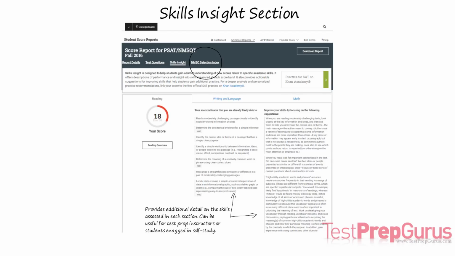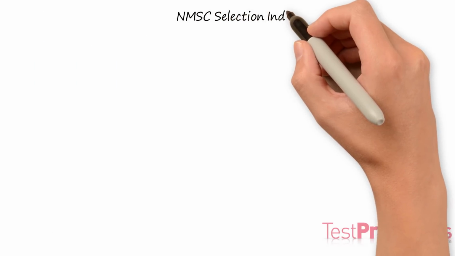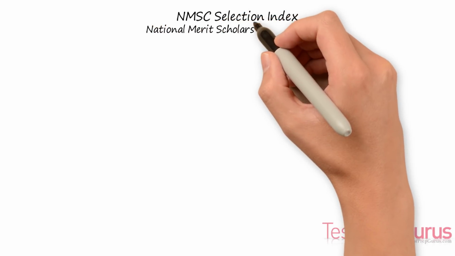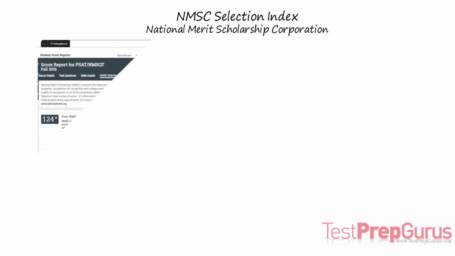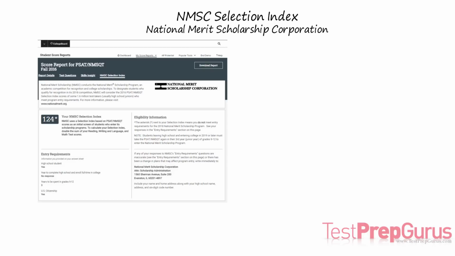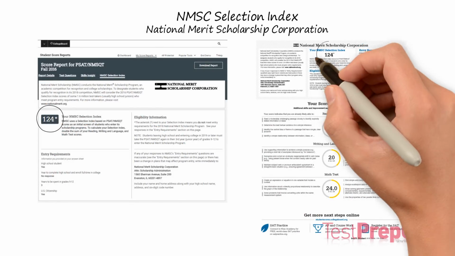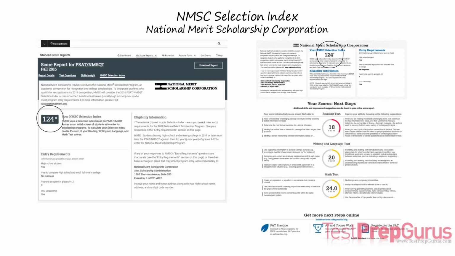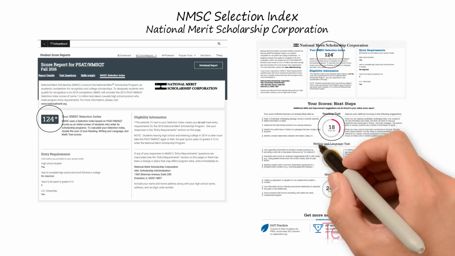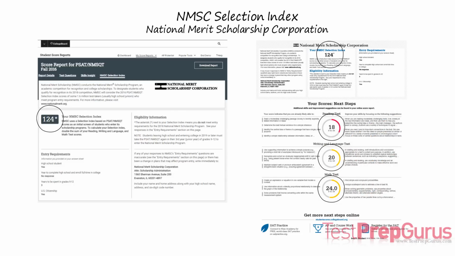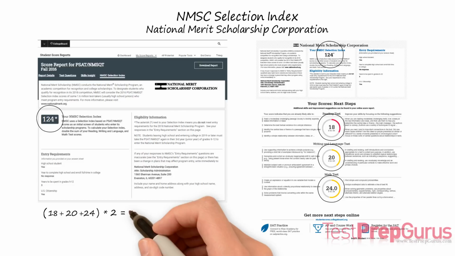And finally, the section so many of you have been waiting for, National Merit Scholarship Selection. The Selection Index score is used for determining national merit scholarships. This student's selection score is 124. The 124 is derived from 3 raw scores from each section of the PSAT. We're going to add the 3 scores together, multiply by 2, and we get 124.